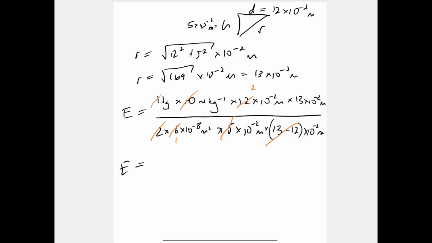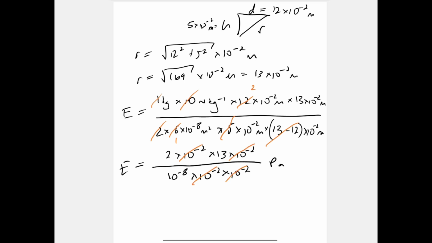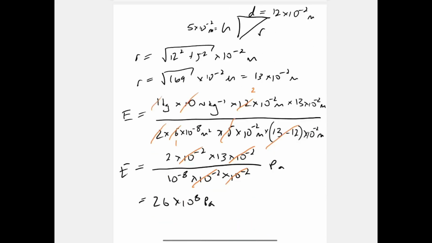So what we get left up with is 2 times 10 to the minus 2 times 13 times 10 to the minus 2 all over 10 to the minus 8 times 10 to the minus 2 times 10 to the minus 2 pascals. Anyway, we can do some more cancelling. Those 10 to the minus 2s, get rid of them. So what we have is 26 times 10 to the 8 pascal. See if that's an option. Yeah, 2.6 times 10 to the 9 pascals.